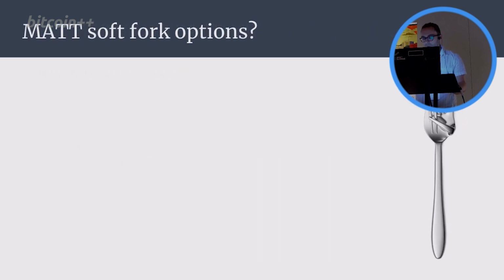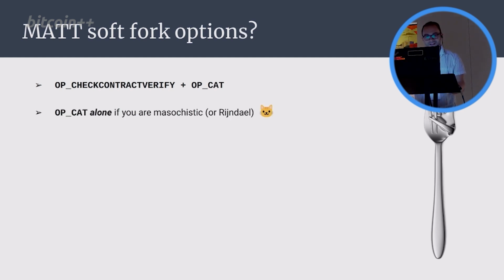And so I mentioned that there are multiple ways of implementing this kind of ideas. And well, the most direct way that I could come up with is with this opcode check contract verify together with OP_CAT. I'm a weird man, so I only use OP_CAT to concatenate things. This is not popular these days. And you can actually implement MATT with OP_CAT alone, like Rindal was showing us the other day.